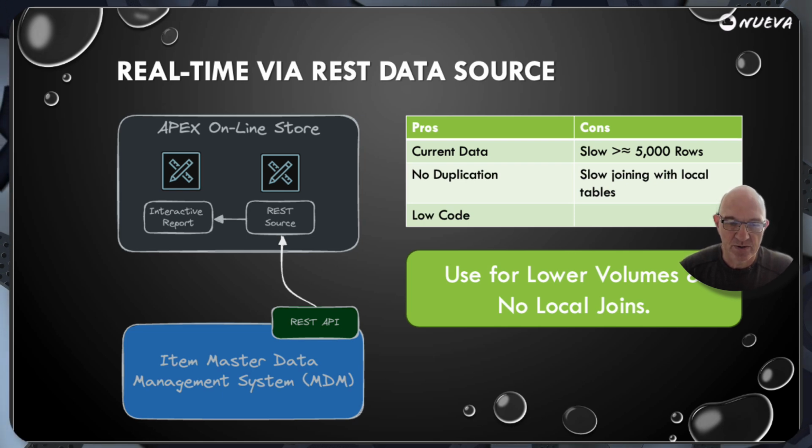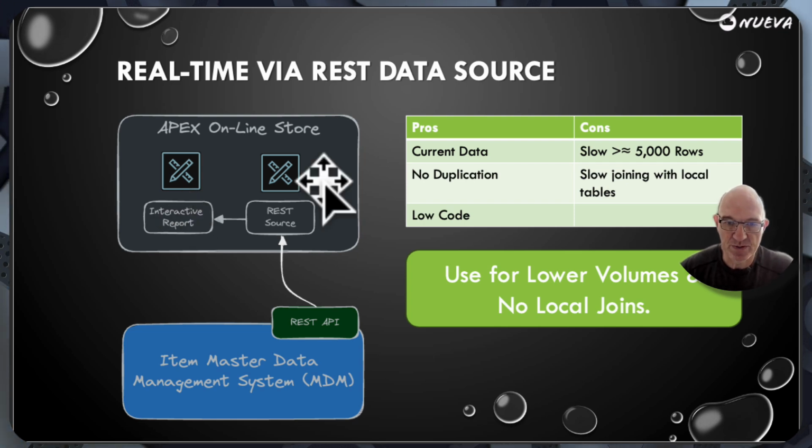So the first scenario: we have an Apex online store that's querying data from an MDM system which has our items. That MDM system has a REST API, and we've created a REST source in Apex to query that REST API. We can then attach that REST source to just about any object within Apex. In this case it's an interactive report, and we can query those items in real time using that REST source to see the data in our interactive report. And this is completely declarative.